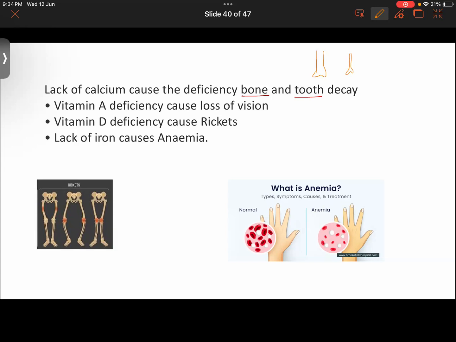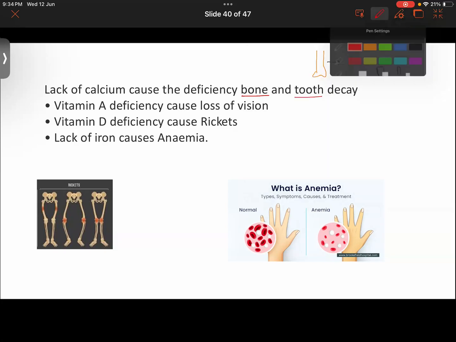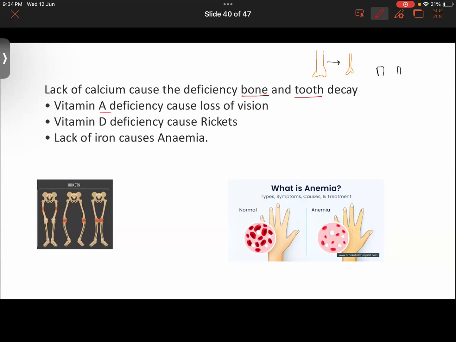Getting it, guys? Not that much, but try to understand what I'm trying to say. So that's why the bones will become weaker also. The teeth, if this was the thickness earlier, later on many times you will see that their thickness will reduce like this. Further, you have vitamin A. Vitamin A deficiency leads to loss of vision. It will lead to color blindness also.